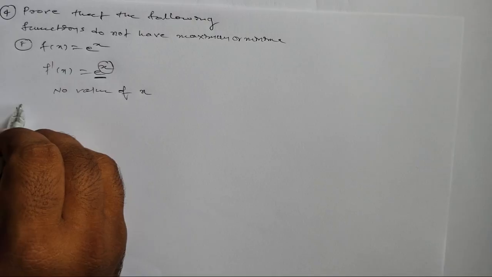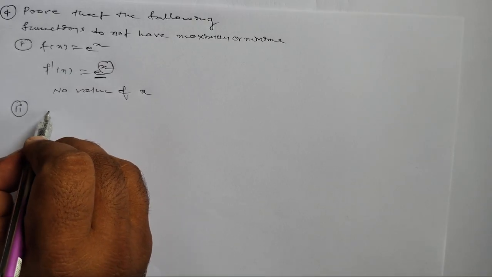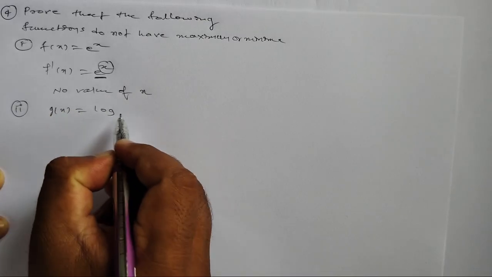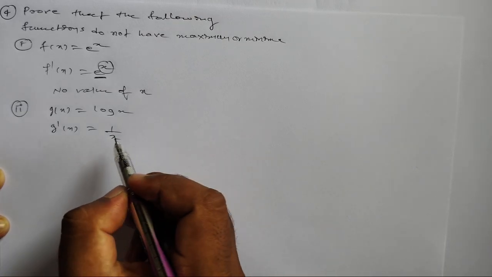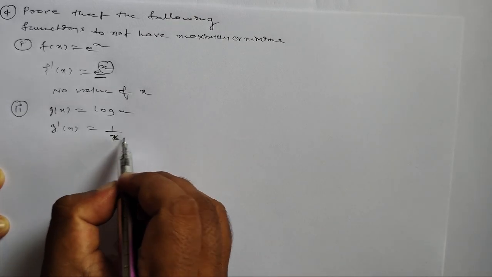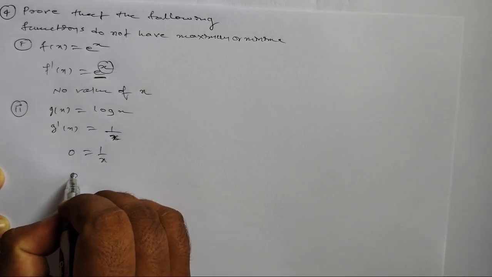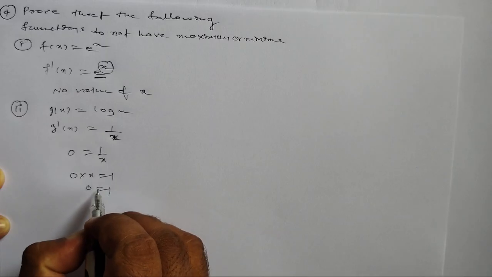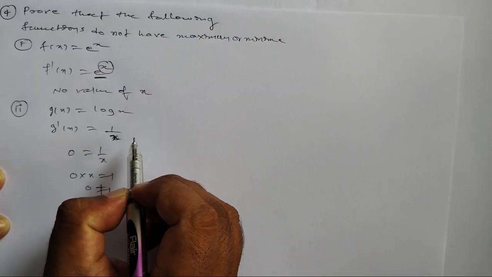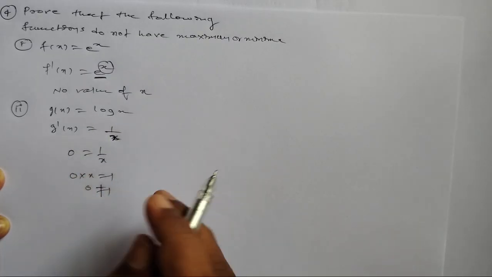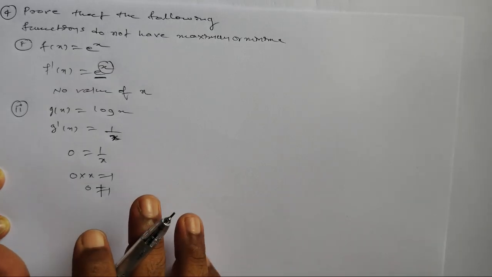Okay, second one, f of x equal to log x. What is the derivative with respect to x? f dash of x is equal to 1 by x. When 1 by x becomes 0, not possible. Suppose it's 0 equal to 1 by x, then taking this side, 0 into x is equal to 1, 0 is equal to 1. 0 is not equal to 1. So x does not take any value for which this becomes 0. That means the function does not have a maximum value or minimum value.